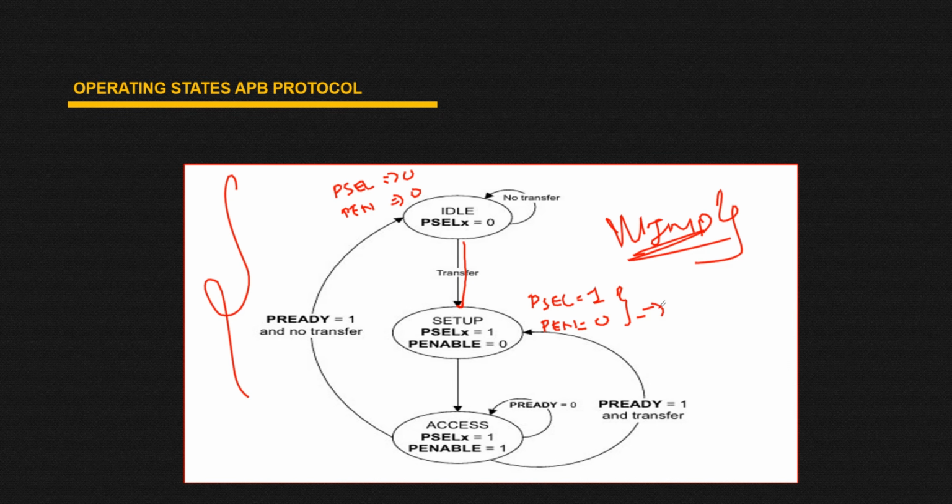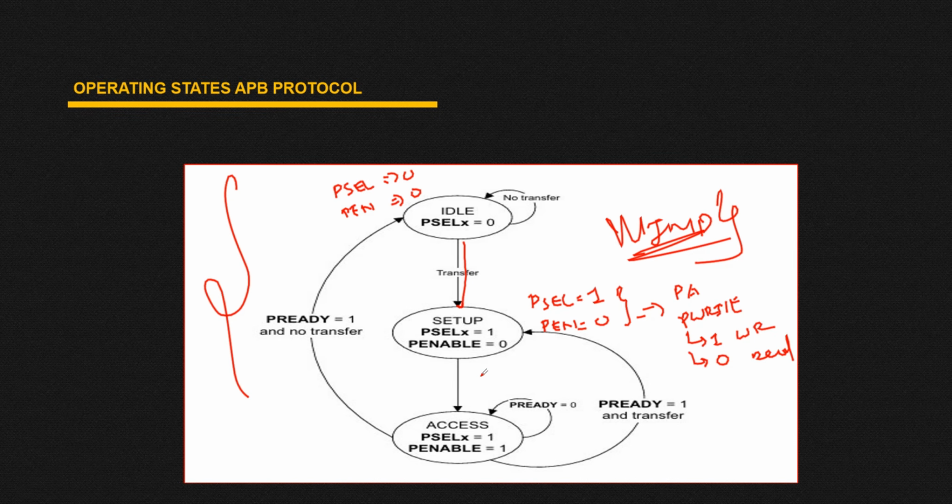In control information we have your PADDR, we have your PWRITE. Now see, this PWRITE signal indicates whether you want to perform a write operation or a read operation. If this PWRITE signal is high, that means you want to perform a write operation, and if it is low, that means you want to perform a read operation. I hope it is clear.